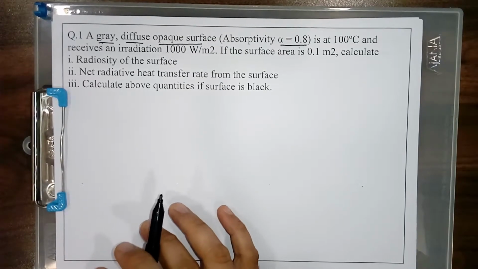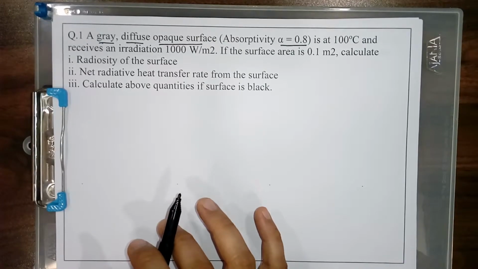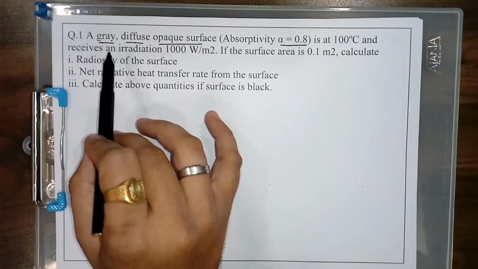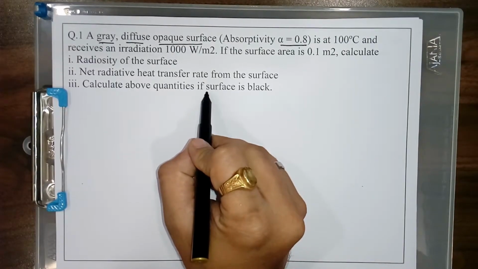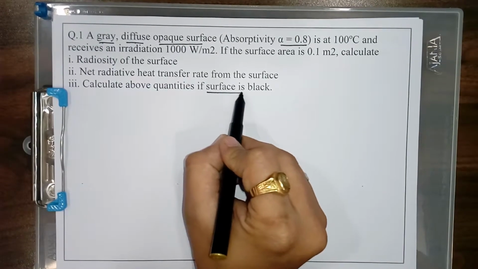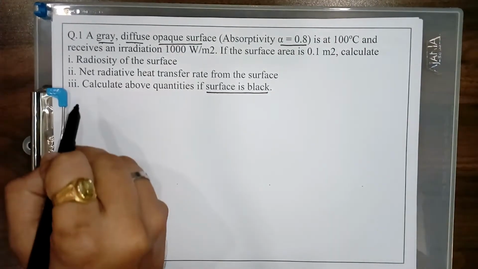Means here in this numerical there are two cases given. In one case we have to assume that the surface is gray, diffuse and opaque. In case 2 we have to solve the numerical using the surface as black. First of all, I'm going to write the given data.